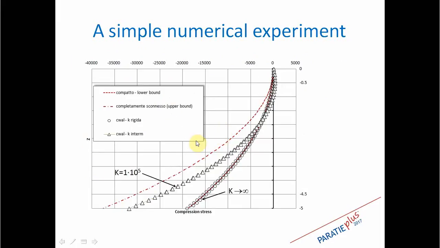And here also we can see the compression stress for various situations. Of course, if the element is compact, here we have the minimum compression stress. Whereas, of course, if the joint is fully loose, we have the maximum situation where compression stress occurs. And then here we have some intermediate value depending on the stiffness.